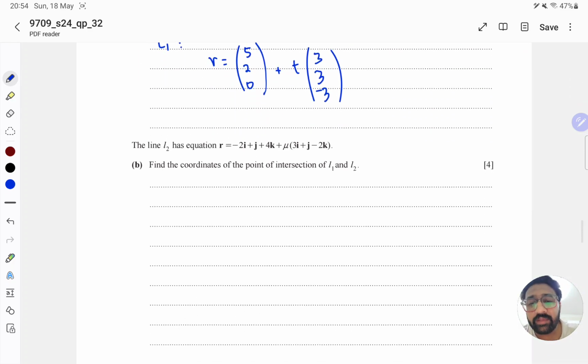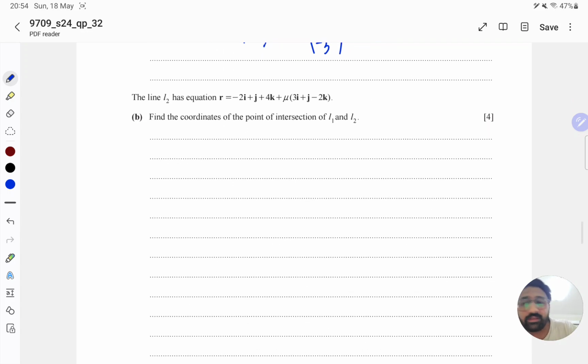The line L2 has equation r equals this. Find the coordinates of the point of intersection of L1 and L2. This is not a difficult question, but a little lengthy, so let me divide it into steps. Step 1: r is equal to (-2, 1, 4) plus mu of (3, 1, -2), the vector equation of line L2.